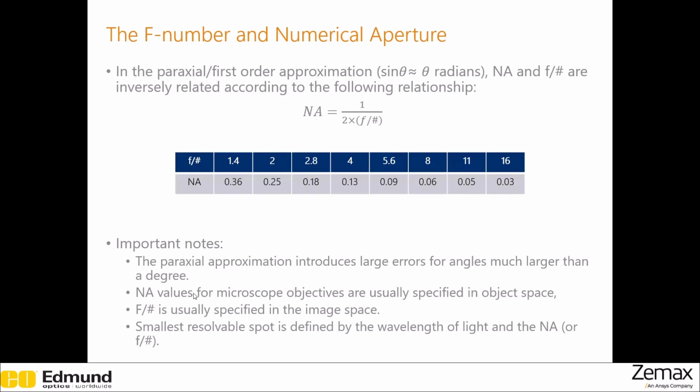While NA of a microscope objective is usually specified in the object space, the f number is usually specified in the image space. And another interesting thing to note here is that the diffraction limited spot size that can be achieved by an optical system is limited by the wavelength and the numerical aperture or f number only. Only these two parameters, wavelength and numerical aperture, or equivalently f number, nothing else.